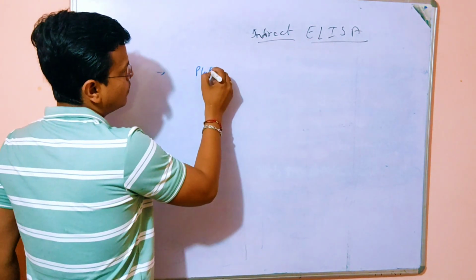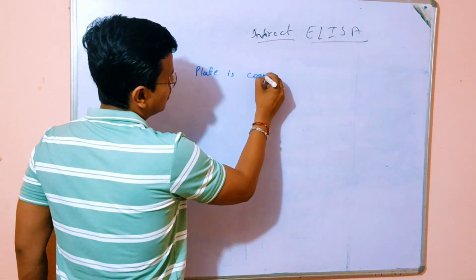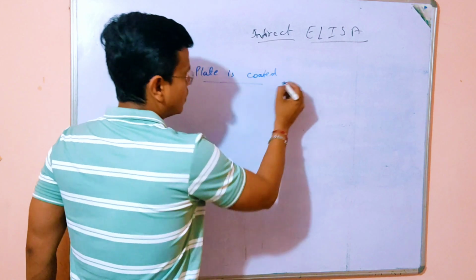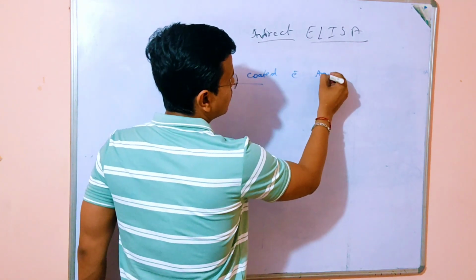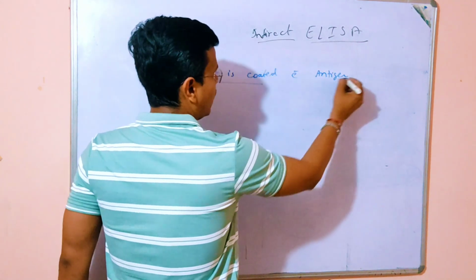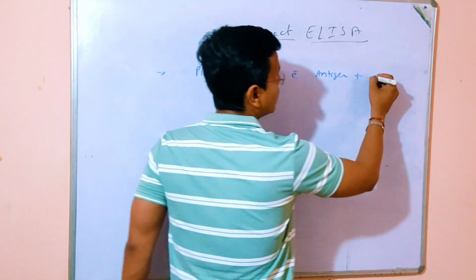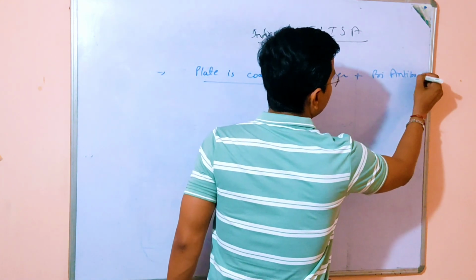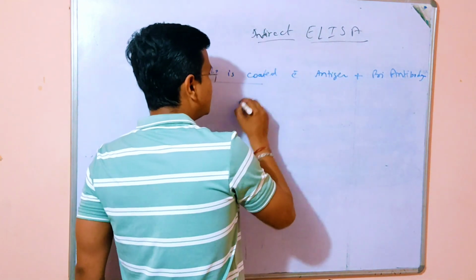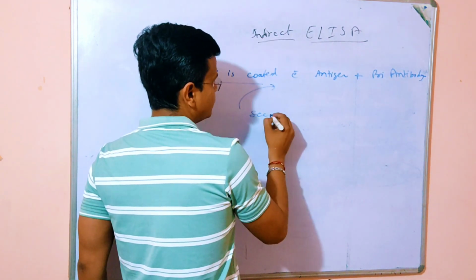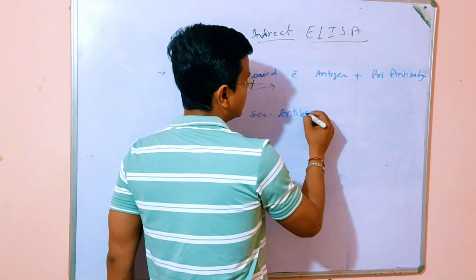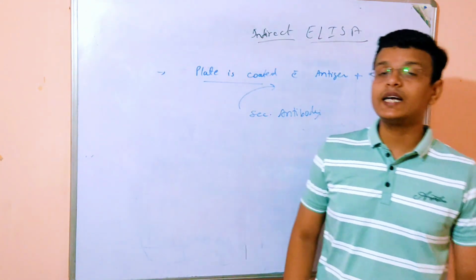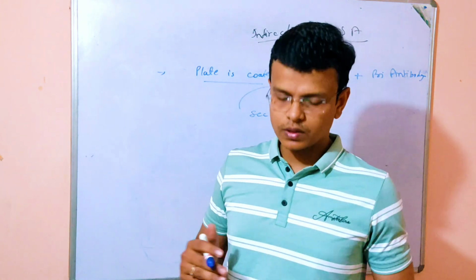Plate is coated with antigen plus primary antibody, and then secondary antibody is applied, or sent to bind. What is the advantage of this test or this method?